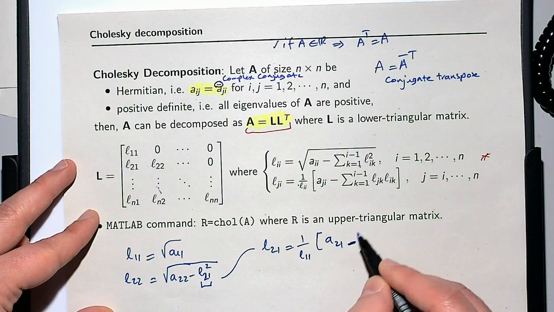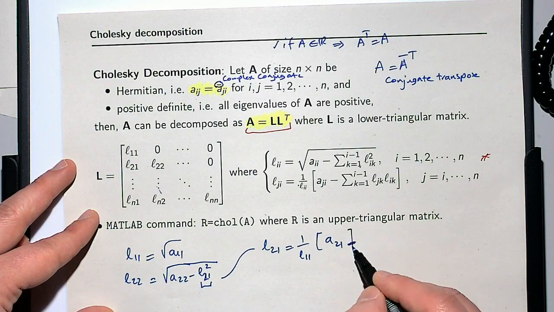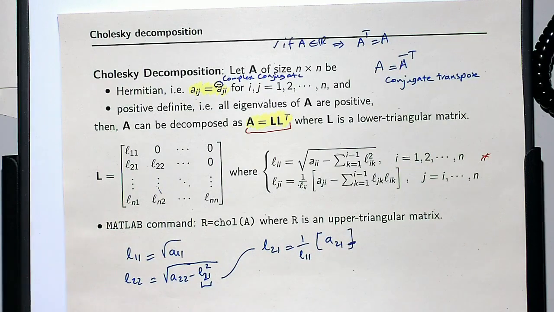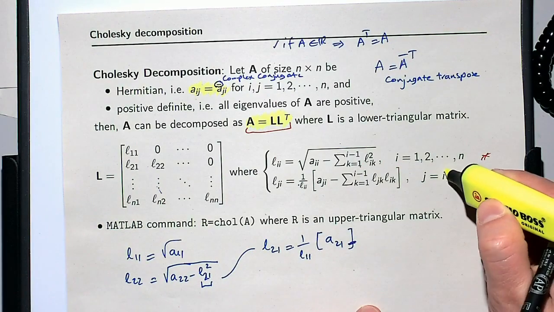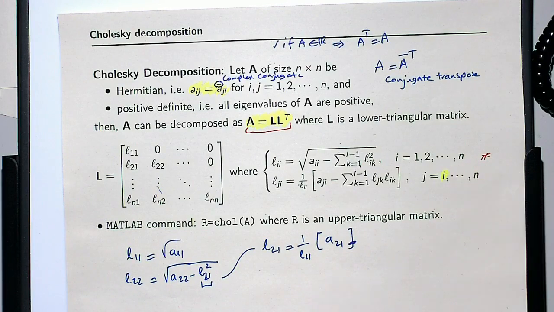And that's it, because this I minus 1 is going to give us 0. Just be careful that the second formula is going to start from I, so it's for J larger than I. And you do not need to memorize this. If it's needed, you will be given this formula, okay?